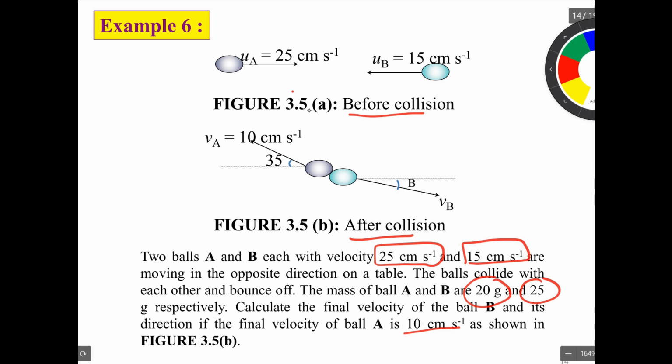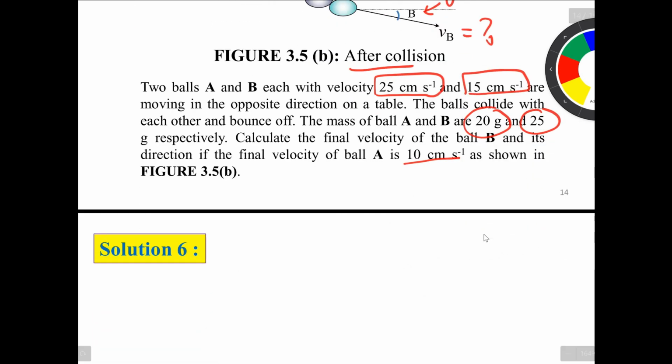Okay. So look at this diagram. UA is equal to 25 centimeter per second. UB, the direction of UB, 15 centimeter per second, opposite direction. So, bila bola A dan bola B bertembung, after collision, bola A akan bergerak ke kiri dan ada angle. Begitu juga bola B akan bergerak ke kanan dan dia ada angle. So, kita nak cari final velocity untuk VB berapa dan berapakah direction dia, theta dia yang terbentuk after collision.